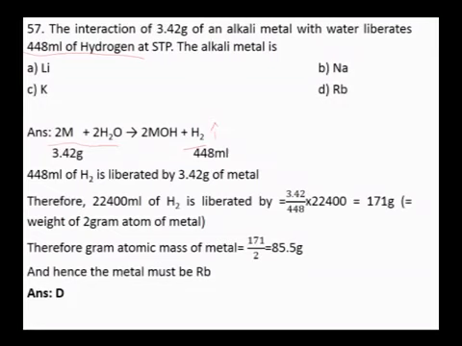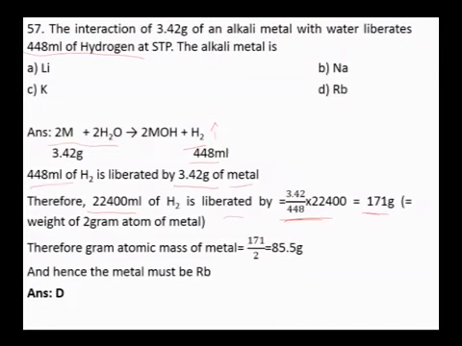From the information which is given, 448 ml of hydrogen gas is liberated by the reaction of 3.42 gram of the alkali metal. Therefore, 1 mole of hydrogen gas or 22,400 ml of H2 gas is liberated by 3.42 divided by 448 into 22,400, and if you simplify this, it comes to 171 gram.